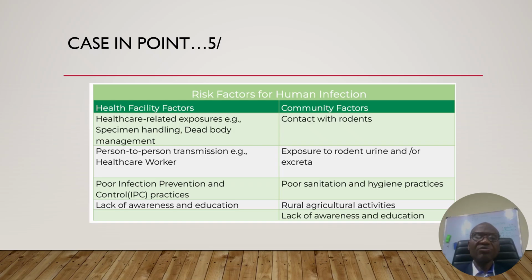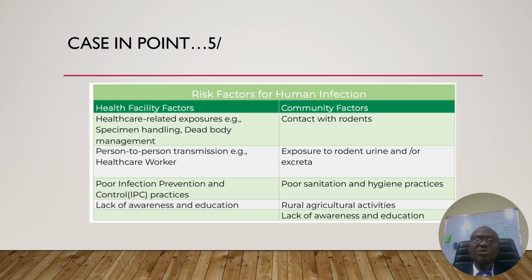So the risk factors for human infection in the health facility include specimens that are not properly handled, with healthcare workers exposed, and poor infection prevention and control practices. And those who come to the facility who are not aware, who are not taking appropriate precautions, are also exposed.